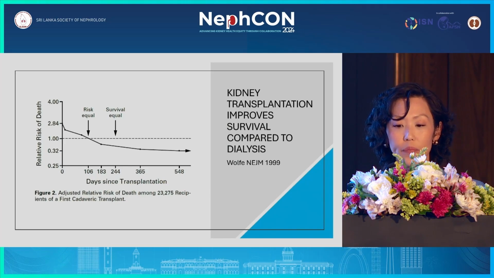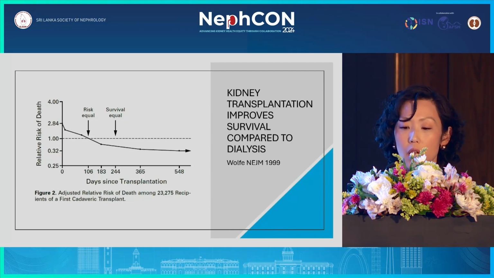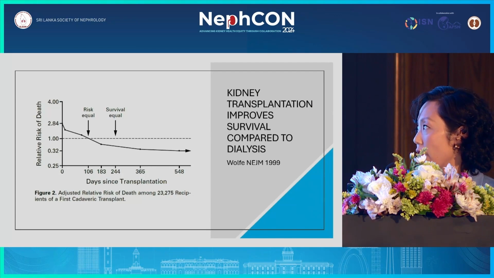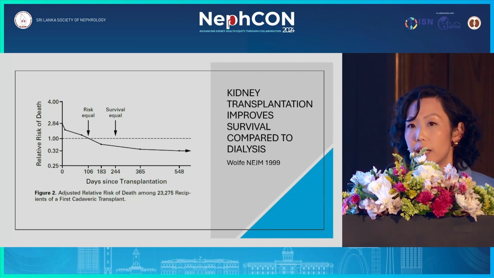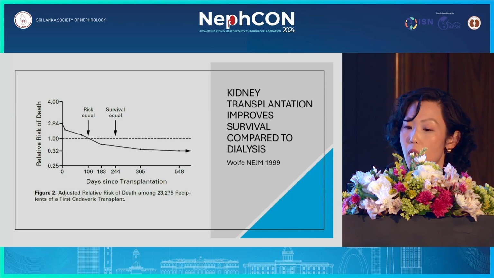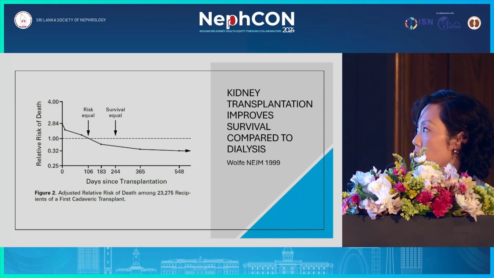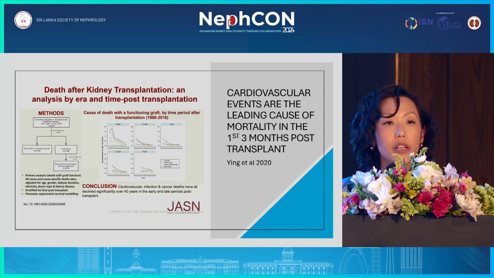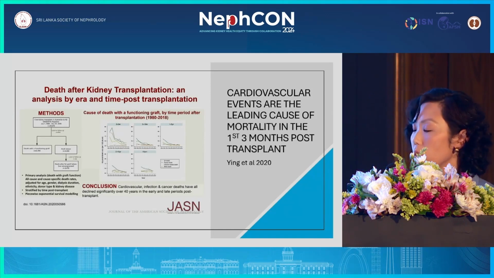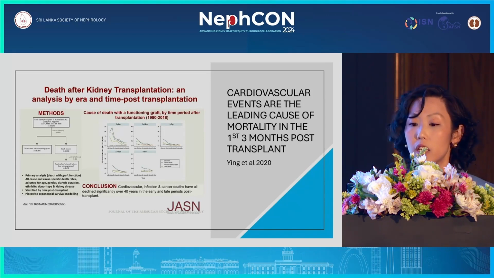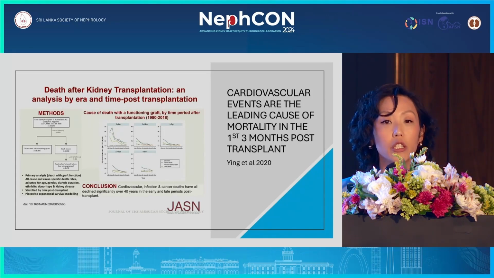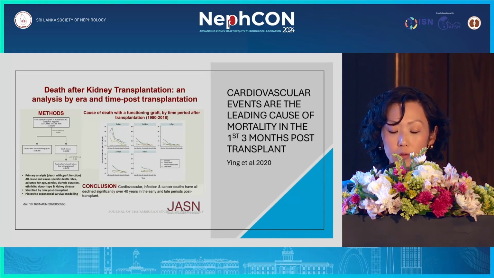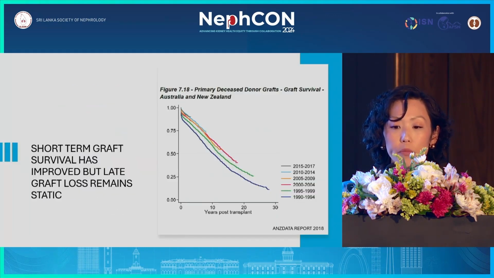I'm sure you're all familiar with this graph that demonstrates the survival benefit associated with transplantation compared to dialysis. But to realize this survival benefit, patients need to survive at least the first 3 months post-transplant, during which there is an increased risk of death. And in those first 3 months, the leading cause of mortality shown in this first 3-month panel here is still due to cardiovascular events, despite a reduction in cardiovascular risk over the eras.